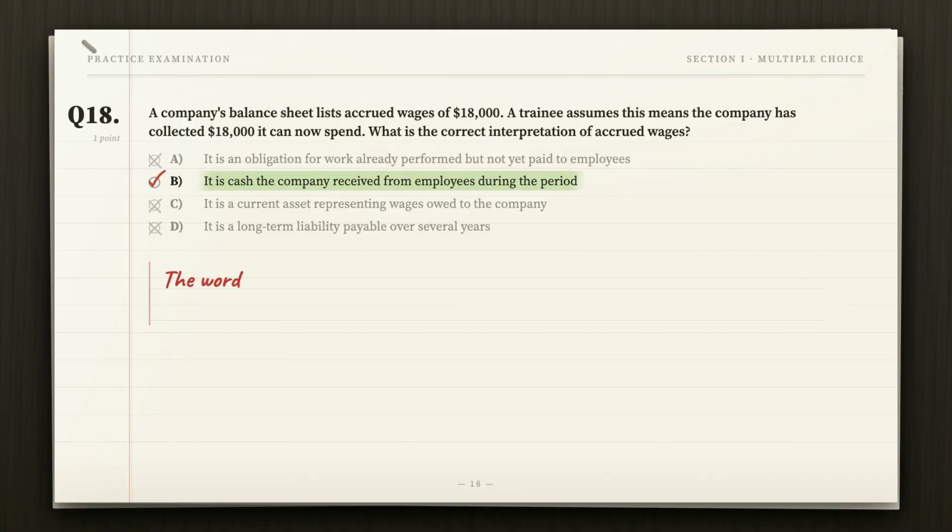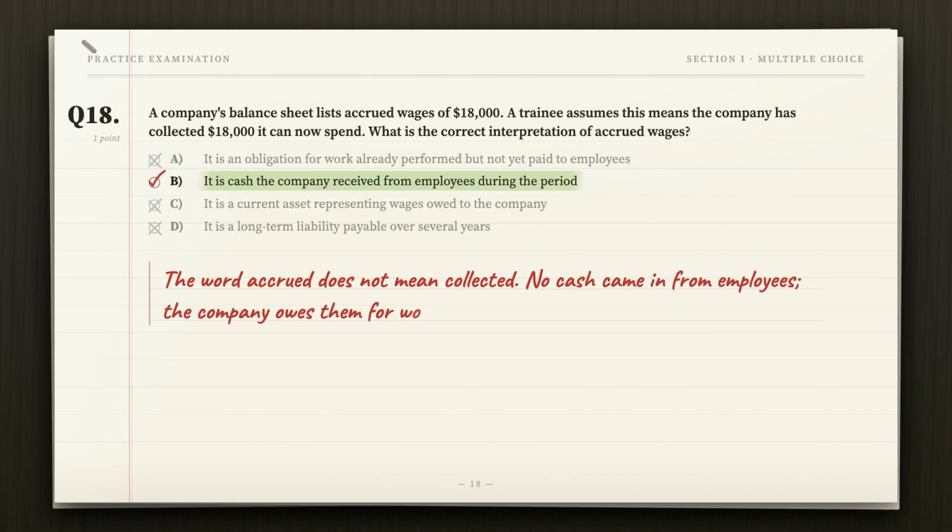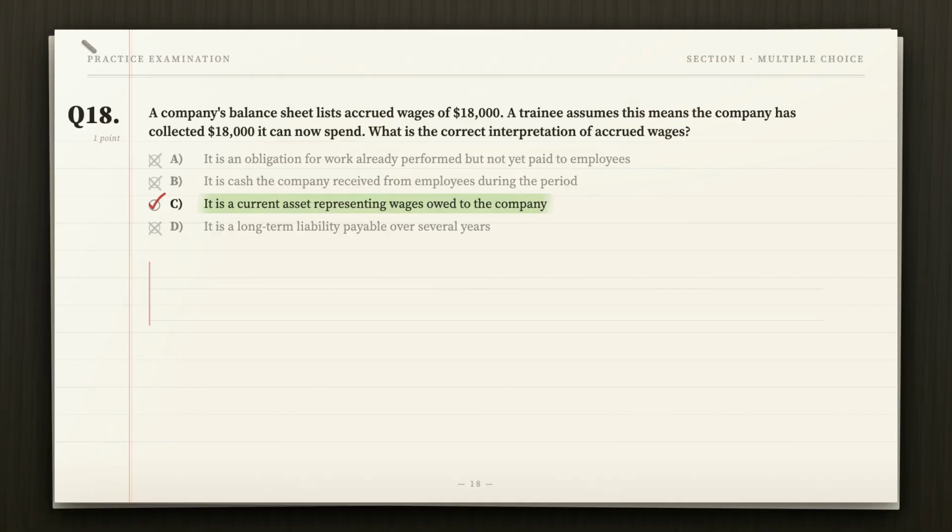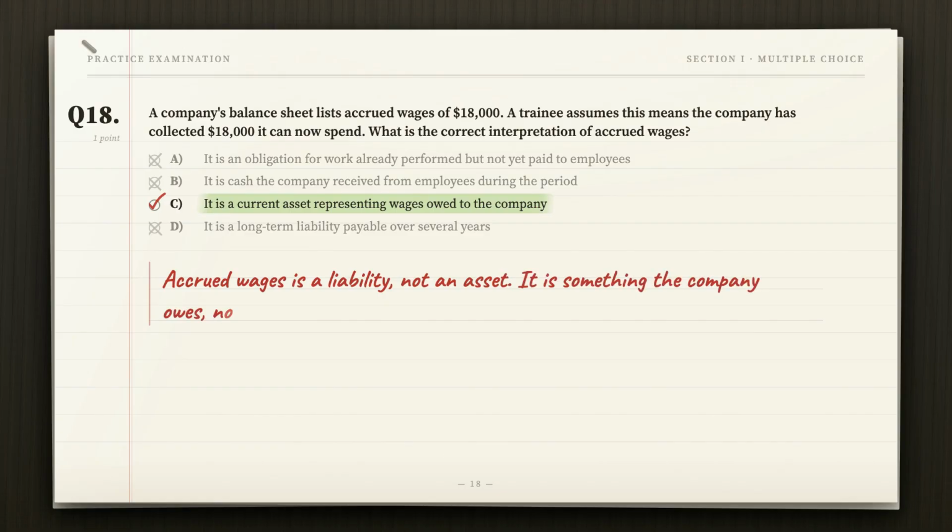B is wrong because the word accrued does not mean collected. No cash came in from employees. The company owes them for work already done. C is wrong because accrued wages is a liability, not an asset. It is something the company owes, not something owed to the company.